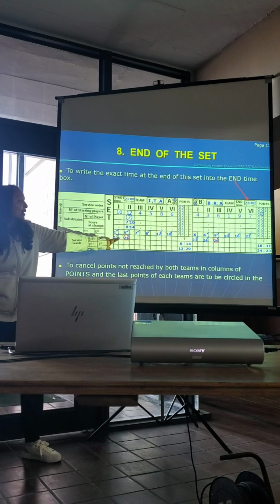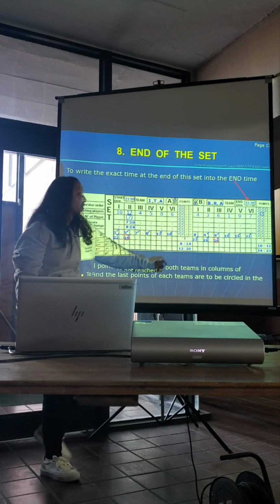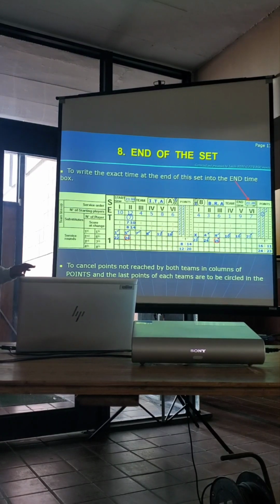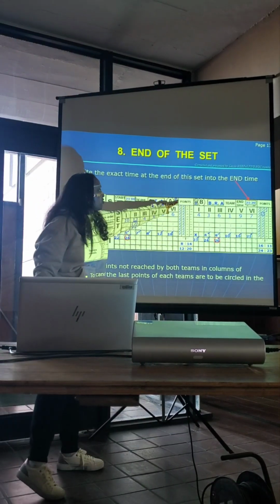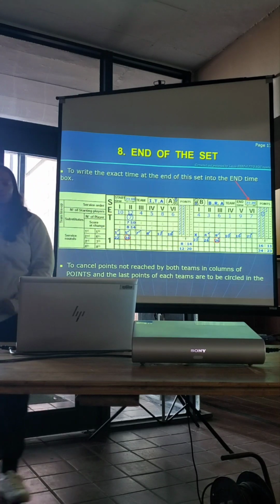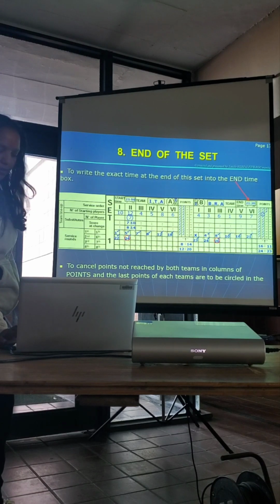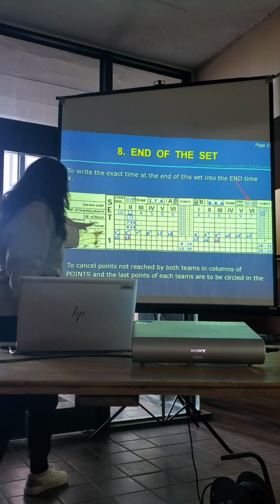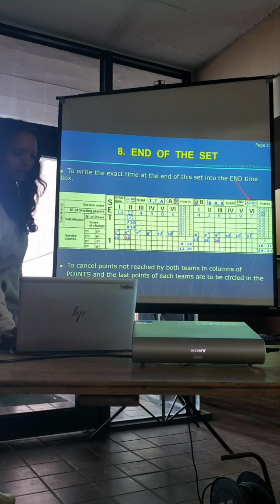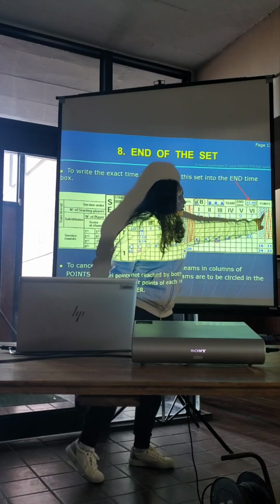So at the end of the set, you really literally only circle the last point of that set. And that's it. You don't do anything fancy. You will then obviously start crossing out, underlining the last point so that you make sure nobody else can change anything on the score sheet. So the last point for each team? Yeah, the last point for each team. Like you see? You will underline the last point and you will cross out.